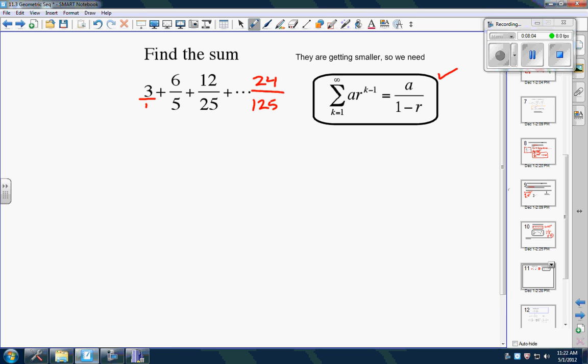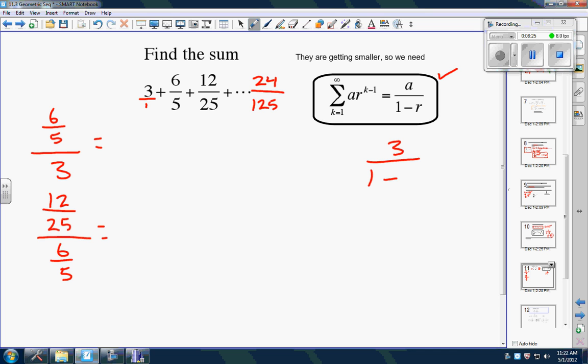All we need again, because these are getting smaller and smaller and smaller, is this formula right here. So we already have the first term as a 3. I just need that rate, or the ratio. So I need to find the ratio. So I need to divide the terms by the previous term and figure out what happens with these. So I just did the first two here. We can't always assume just because the first two are a constant ratio that they all will be, but because I'm giving you the problem and asking you to sum it, you can assume these are geometric.